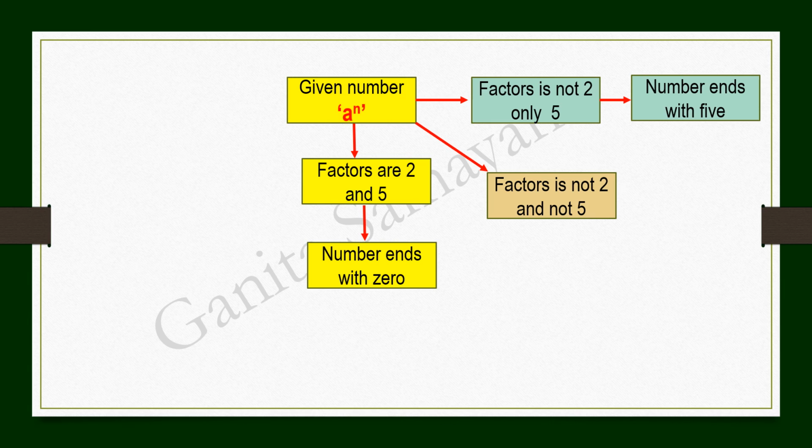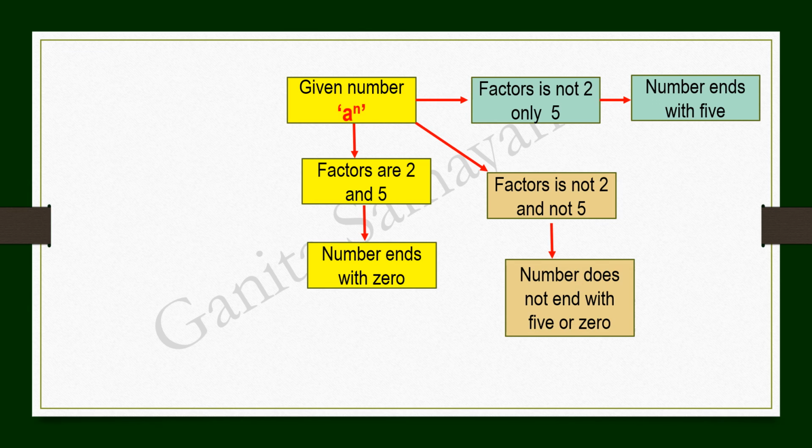Suppose you find that the factor is not 2 and not 5. It is neither 2 nor 5. Then what can you say? The number does not end with 5 or 0, both.